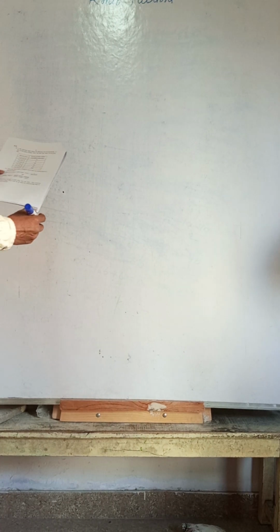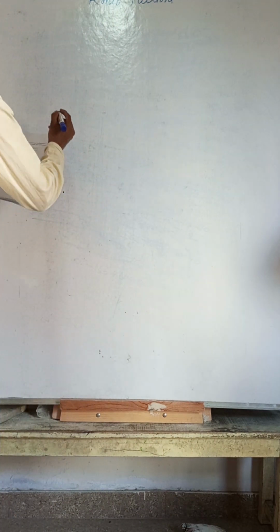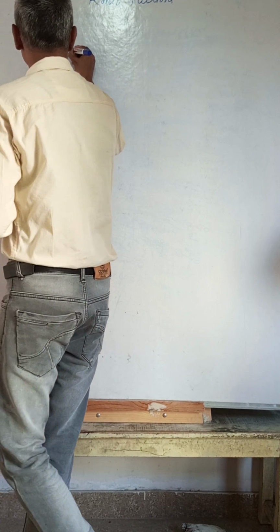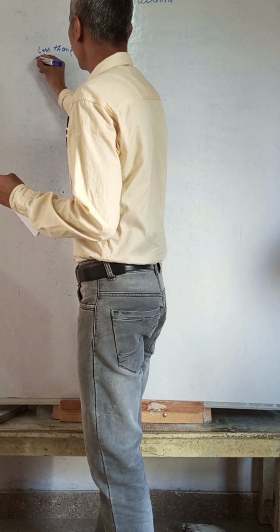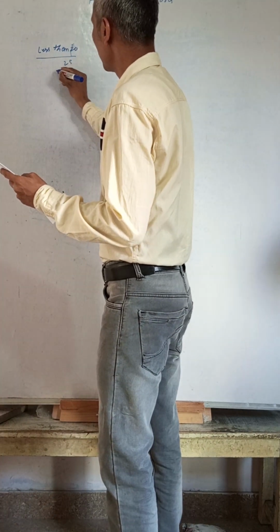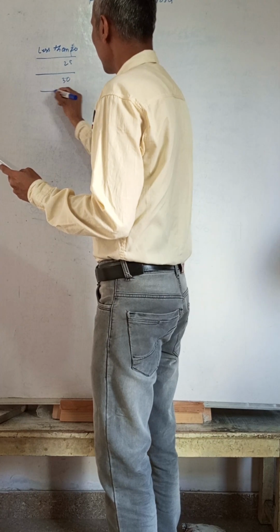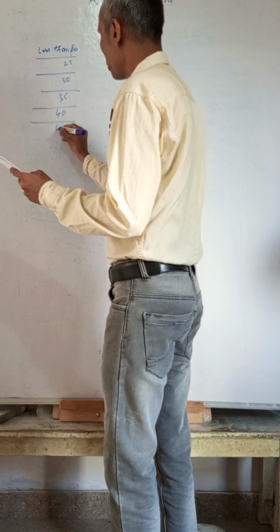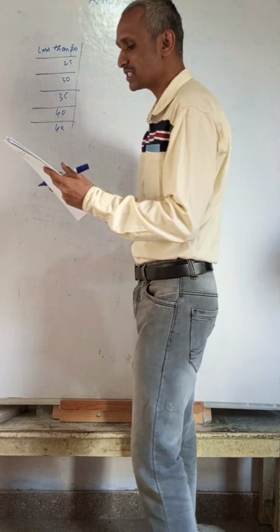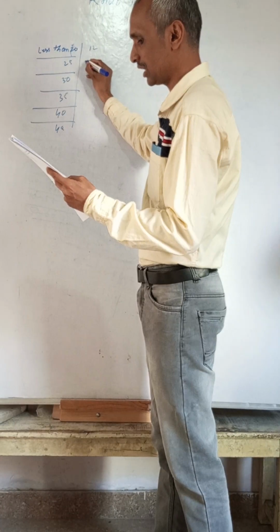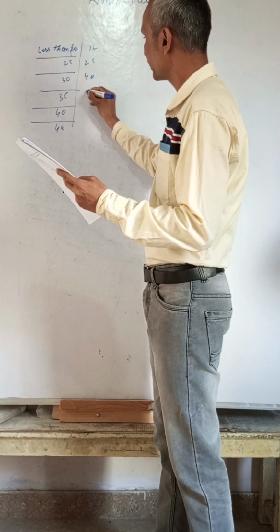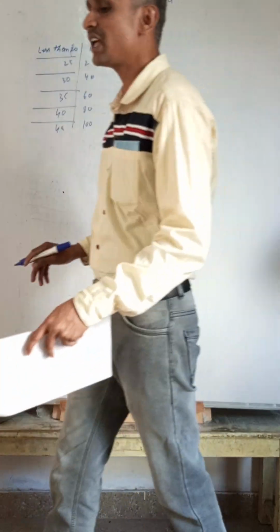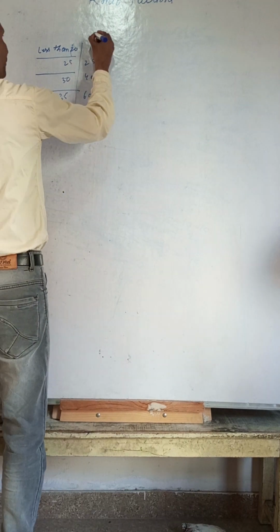It is 100 given. And in that it is given the CF. There, less than 20 is given, then less than 25, then less than 30, then less than 35, then less than 40, then less than 45. And this side it is given 12, then 25, then 40, then 60, then 80, and then 100. It means it is in the CF form.